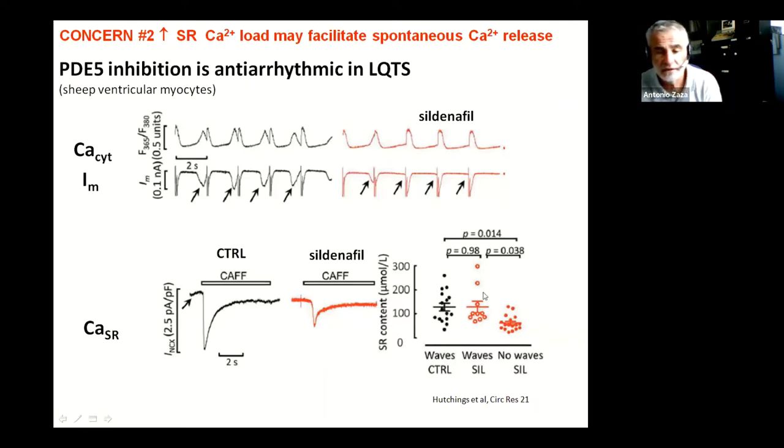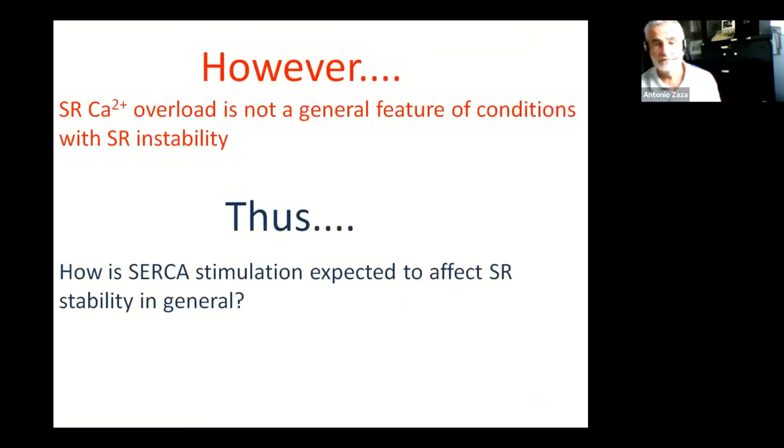And the right slide shows that there is a correlation between the decrease in calcium content in the SR and the antiarrhythmic activity of sildenafil. Here are the cells which still had waves under sildenafil, and these are the cells which had no waves after sildenafil, and you see that the SR content is lower in the latter. So from this evidence, the authors concluded that PDE5 inhibition is antiarrhythmic precisely because it reduces the calcium in the SR, hinting to the fact that high calcium in the SR may be proarrhythmic.